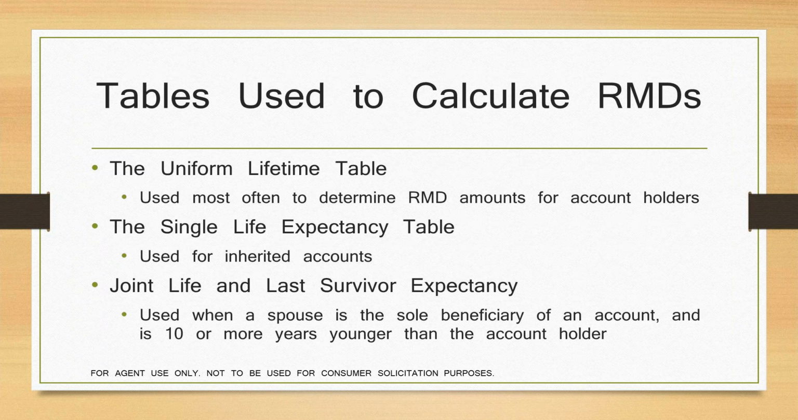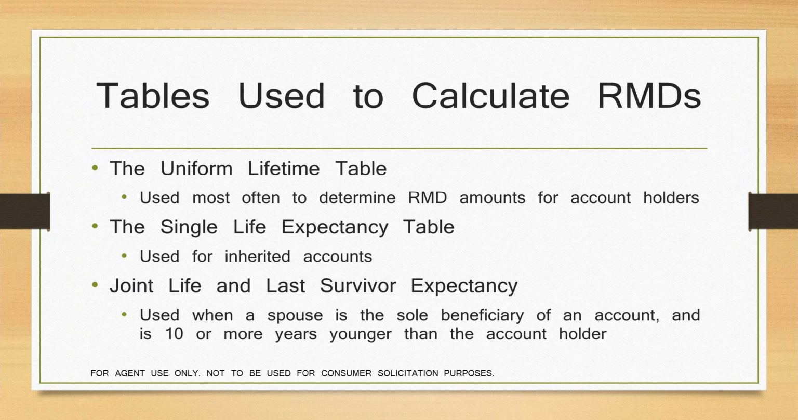So with regard to RMDs, there are three different tables that are used to calculate RMDs. The one that we're most used to, I think, during the taxpayer's lifetime is the Uniform Lifetime Table. And that's used most often where you've got somebody single or somebody who's married with a spouse who is roughly the same age. You use the Uniform Lifetime Table. There's a separate table, the Single Life Expectancy Table, which is used for beneficiaries of inherited accounts to calculate their RMDs. We'll use some examples of that next month in October's webinar, post-death minimum distribution requirements.